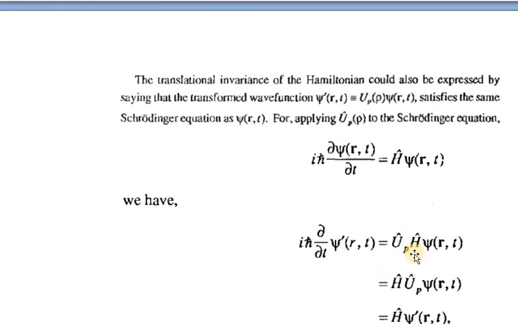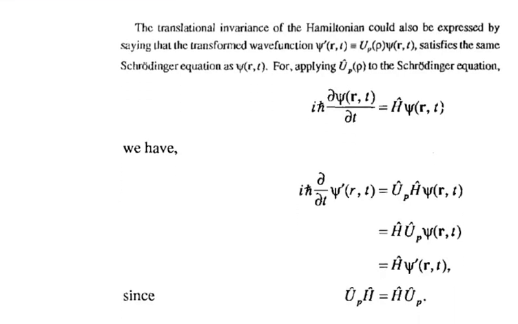UH. Here we can write psi prime as U psi of r,t. U is independent of the time t. Then we can write U H psi of r,t. Then on the right hand side we can write H U psi of r,t, H psi of r,t.